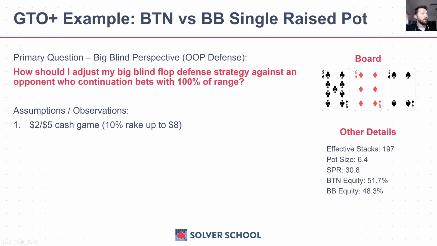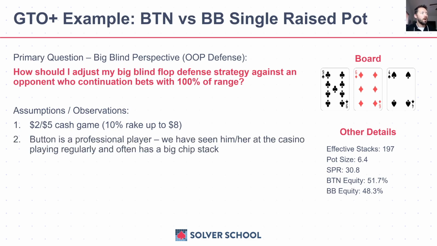So I did mention here that our first assumption, our first observation, is that we are playing a 2-5 cash game where rake is a factor in this game. So the casino is taking 10% of the pot up to $8. We could also convert that $8 to say that the casino is taking 10% of the pot up to 1.6 big blinds, which we'll see as we start entering the game details. Our button is a professional player.